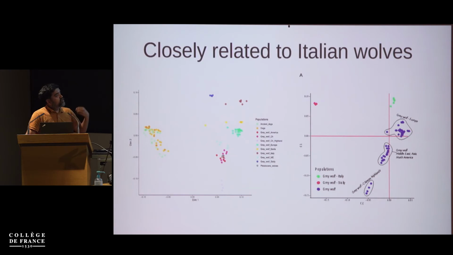And even when we focus only on the wolf populations, we can see again that the Sicilian wolves are quite distinct from all of the other wolf populations that we have, including the Chinese highland wolves, which are a story of their own. Come and talk to me if you're interested in it. It's a weird story.